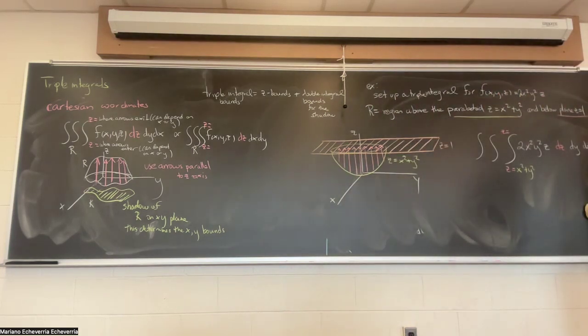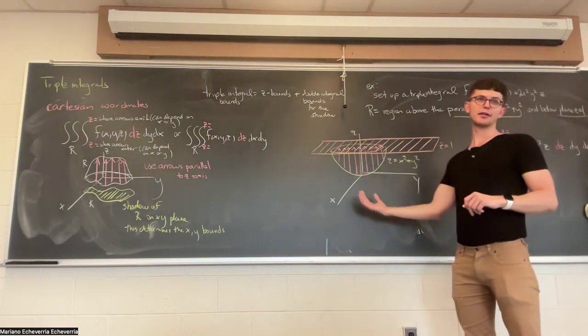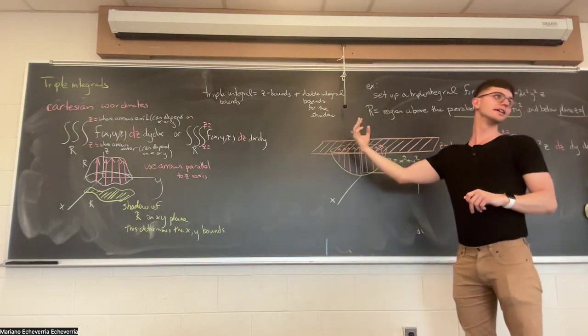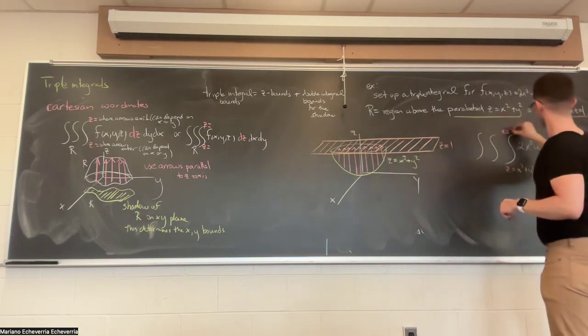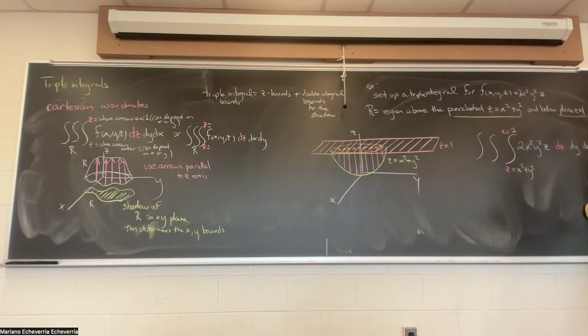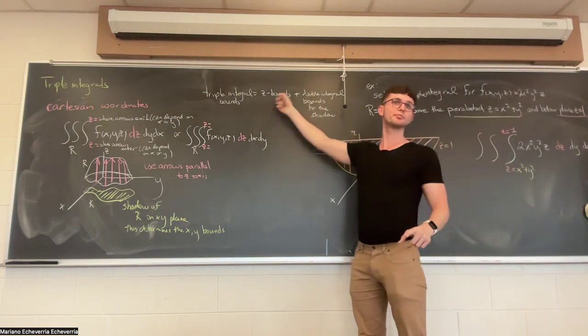Is that making sense? And where do all the arrows exit? They all kind of pass through the plane. So the top bound is c equals 1. That makes sense. Okay, cool. So that's what I was saying. Triple integral are c bounds plus double integral.